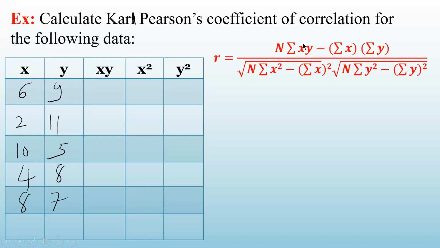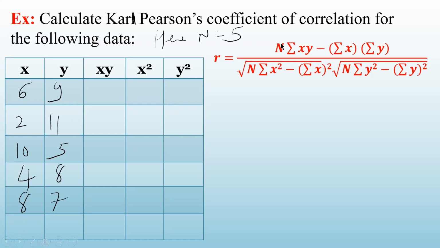Now look at this formula, what are the things we require? We require the value of capital N. Capital N means number of values in the data, number of pairs of x and y. So how many pairs of x and y are you having? 1, 2, 3, 4, 5. So in this problem, capital N is equal to 5.